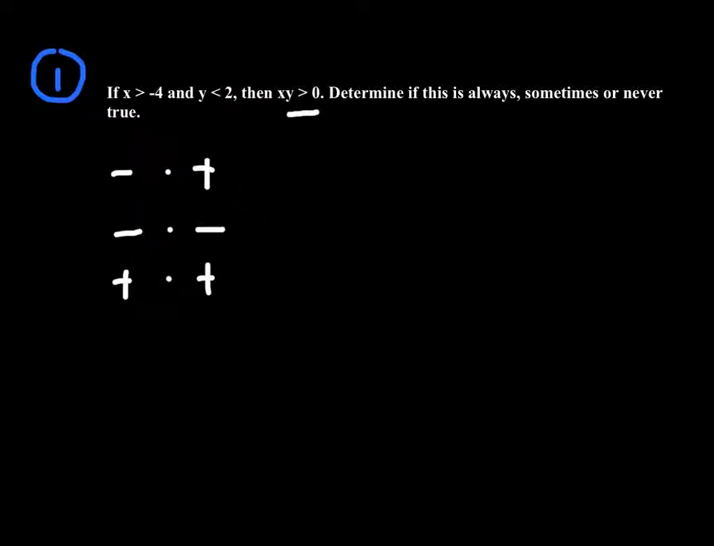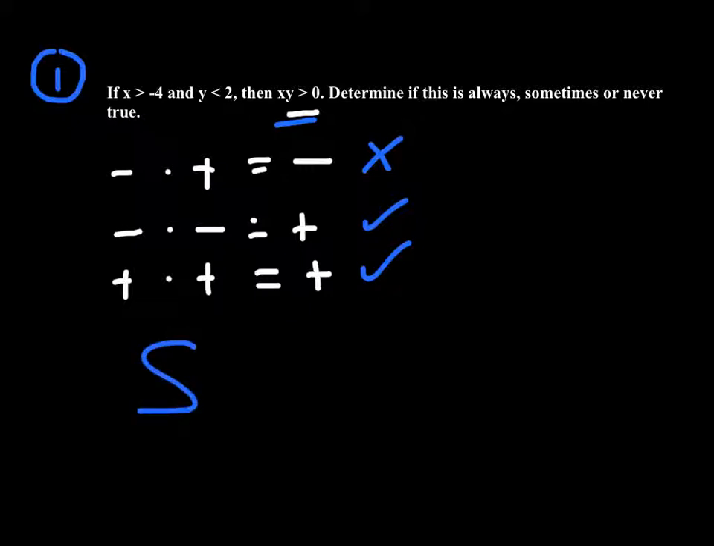Okay? So let's try the first one. If we have a negative times a positive, that will give us a negative number. If we have a negative times a negative, that will give us a positive number. And if we have a positive times a positive, that will also give us a positive number. So if we look at our stipulation up here of x times y has to be greater than 0, we see that it's true for this case, but not our first case. And therefore, if it's always, sometimes, or never true, we're going to say that it is sometimes true.